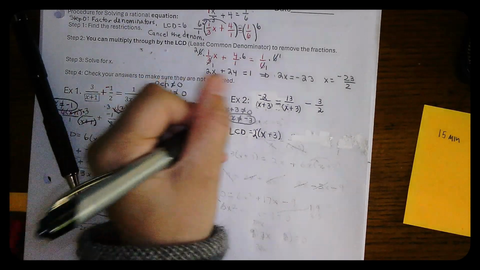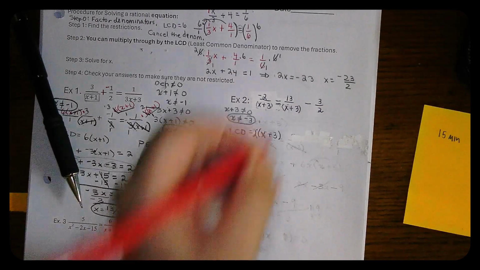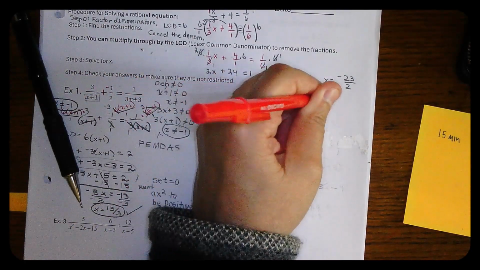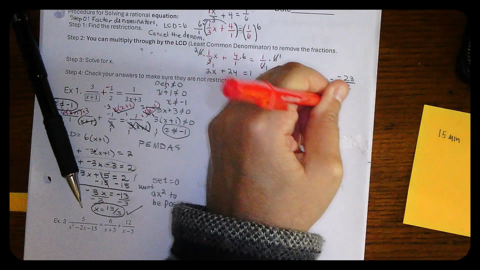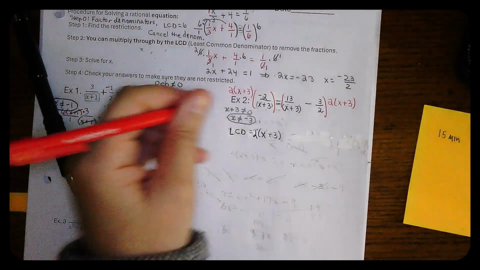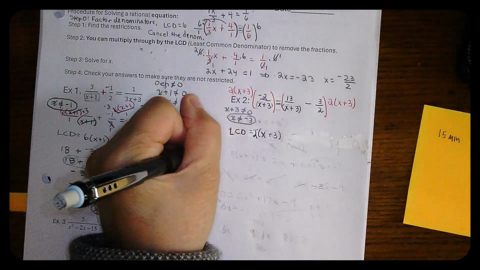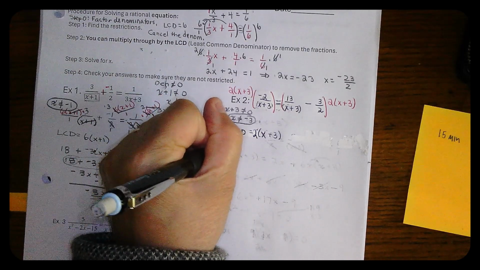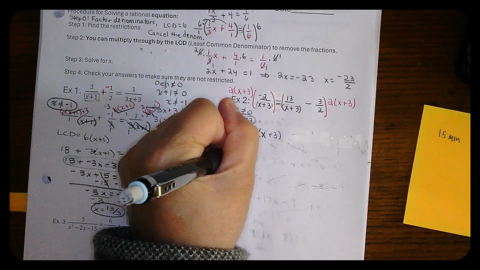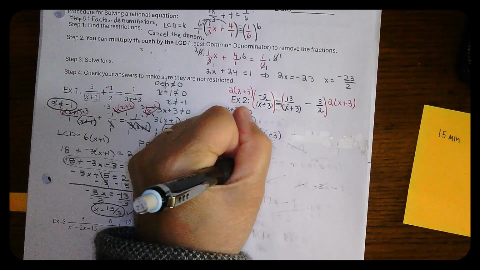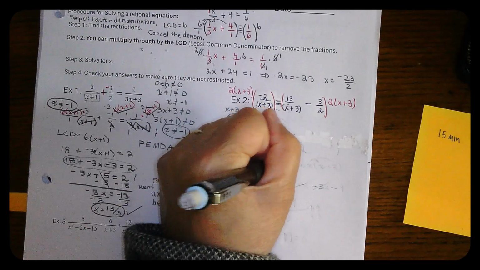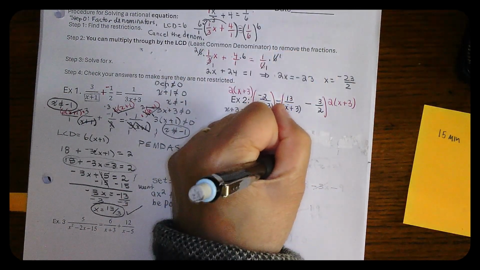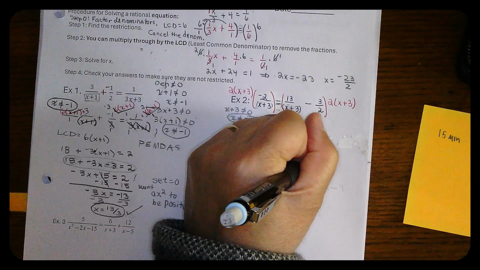So I'm going to multiply both sides by 2 times x plus 3 because I have an equal sign. This is completely legal. It's the golden rule of algebra. So I'm going to rewrite this down here so we can see the canceling. So we have 2 times x plus 3 over 1 times negative 2 over x plus 3 equals 13 over x plus 3. Distribute, that's times 2 times x plus 3.